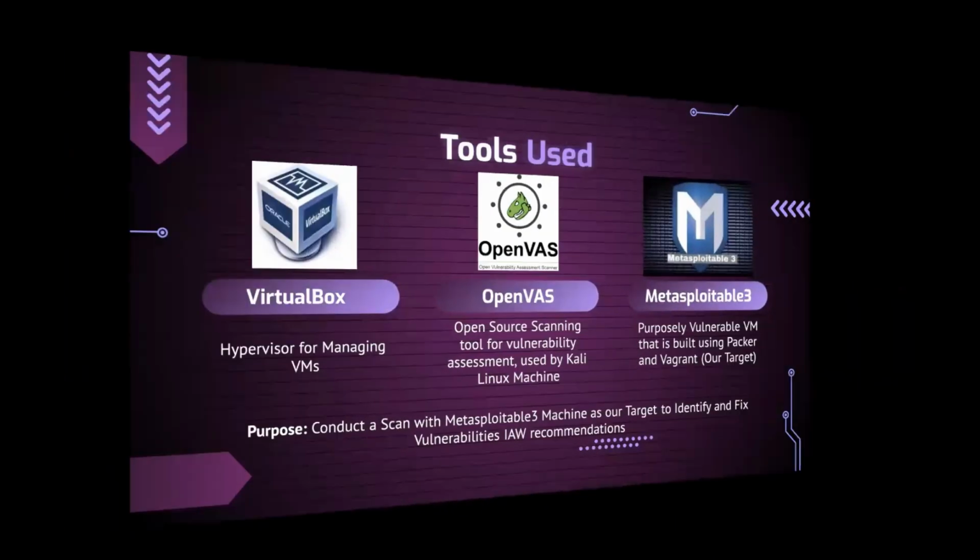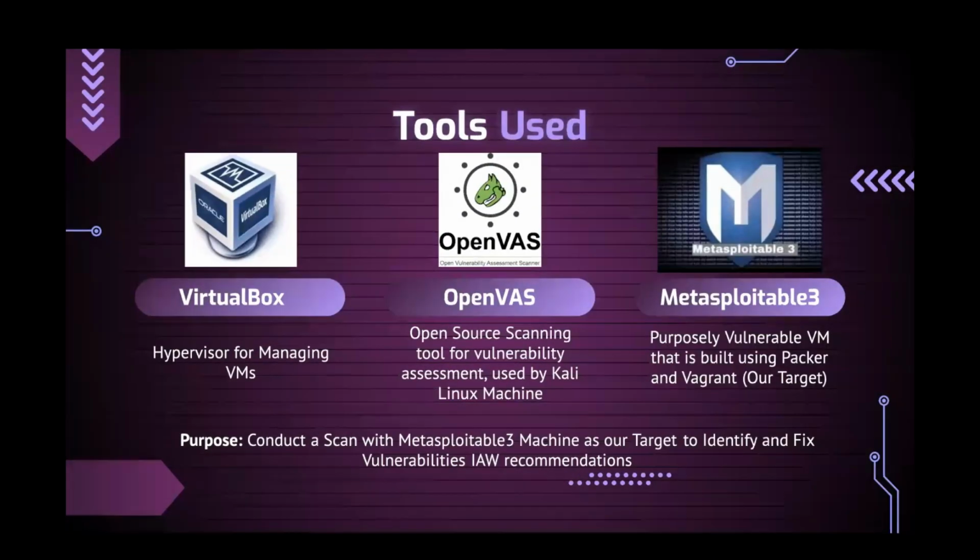So for the technologies that we use, VirtualBox is our hypervisor that manages our Kali Linux machine where OpenVAS is being run from. And it also is the hypervisor that's going to host our hack target, which is the Metasploitable 3 box. So the purpose of what we're going to be doing is conducting a scan with this Metasploitable 3 machine as our target, and then we're going to identify and fix vulnerabilities based on what OpenVAS tells us to do.